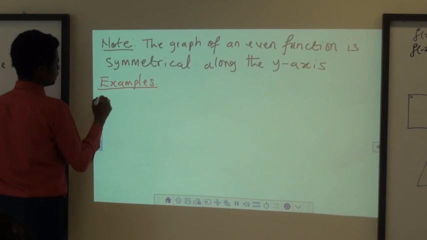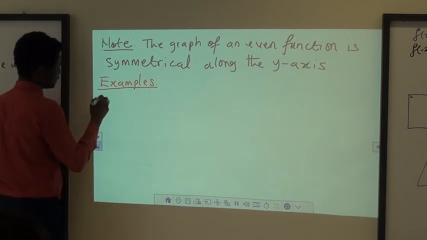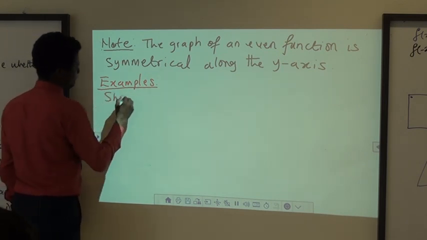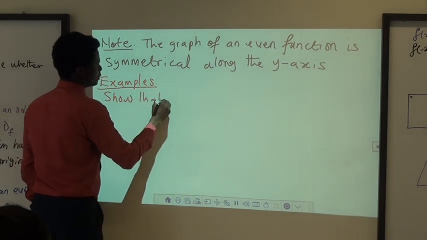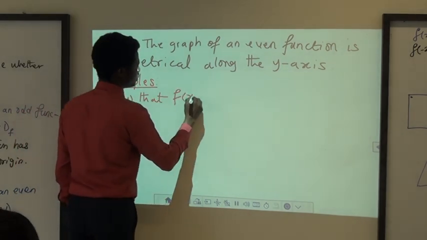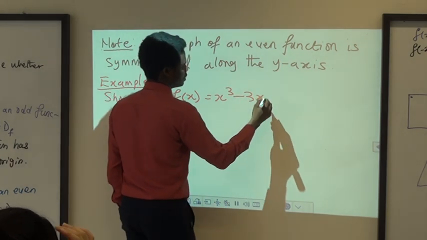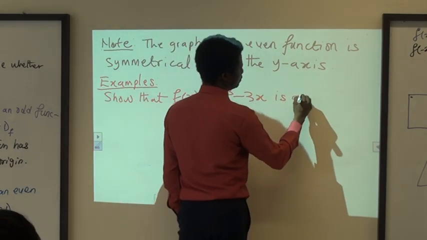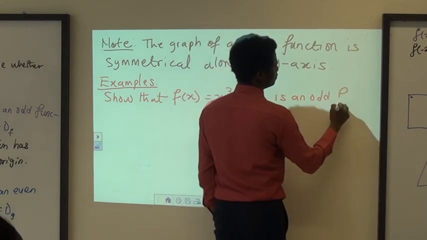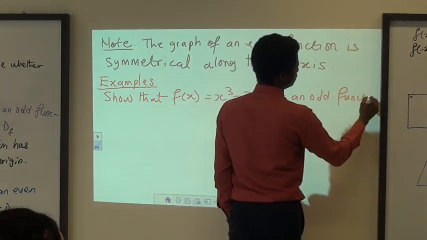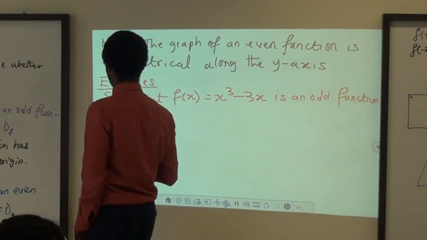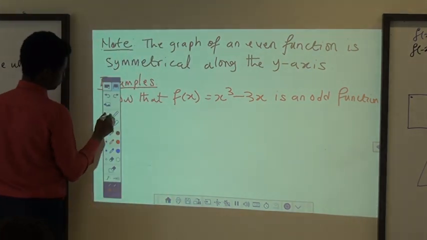So the first question, can you tell me question 2? Show that f of x equals x cubed minus 3x is an odd function. Okay, so solution.